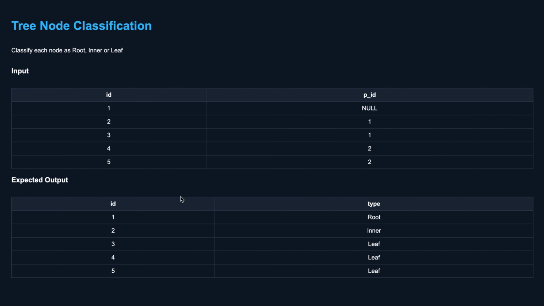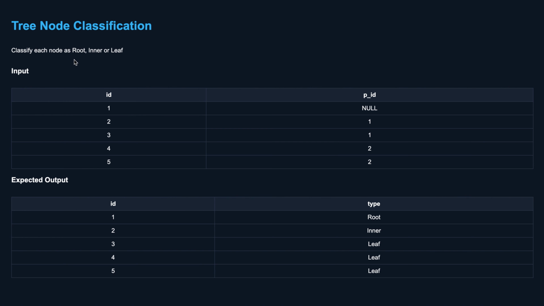Alright, so let's understand this problem of tree node classification. Over here we are given a table called tree which represents a hierarchical structure. Each row corresponds to a node in the tree and contains two columns: ID, which is the unique identifier of the node, and P_ID, which is the parent ID of the node. The task is to classify each node into one of three categories: root, inner, or leaf.